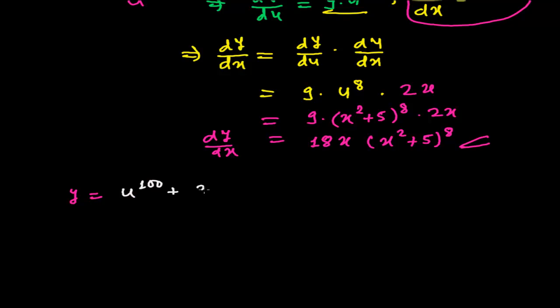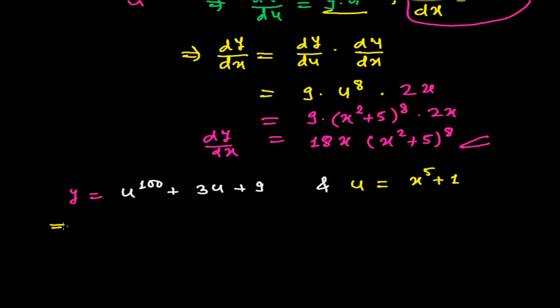Now see here, again I want to just say, if you have a function y equals u to the power 100 plus 3u plus 9, and another function u equals x to the power 5 plus 1. Now you have two functions. All right, here is y equals u to the power 100 plus 3u plus 9, and u equals x to the power 5 plus 1.